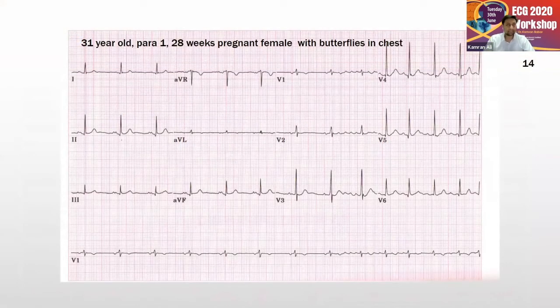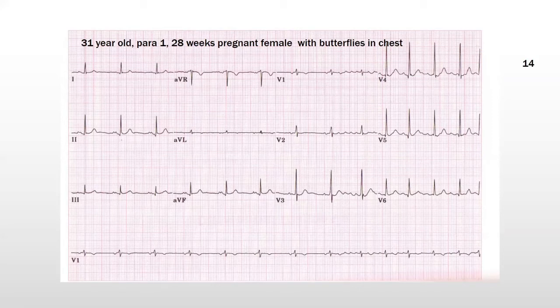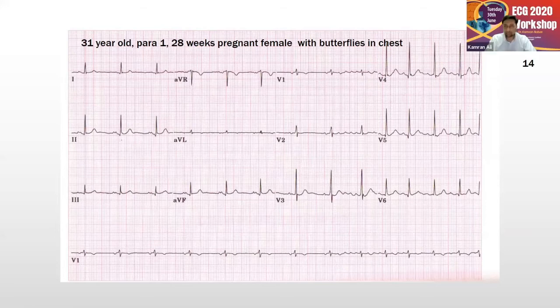All right, coming to the next ECG, a 31-year-old expecting lady at 28 weeks with butterflies in the chest, who has been feeling palpitations. Normally an ECG is a snapshot of 10 seconds of electrical activity of the heart. As you can see, from the very beginning till the end of the 10 seconds, we are able to capture a phenomenon which is shown in the last part of the rhythm strip.